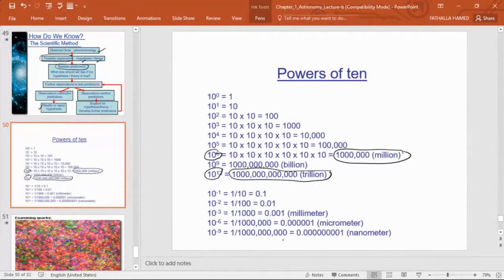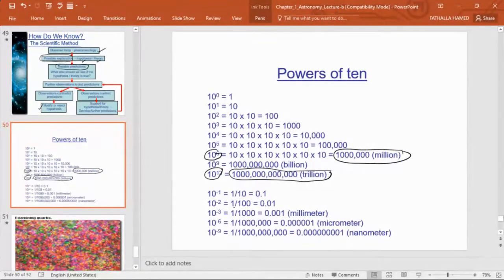And it makes it easier for us to write these big numbers. The same thing happens when we look at the small numbers. In the same way, you know that in a centimeter, you have 10 millimeters. So a millimeter is 1 over 10 of a centimeter. So we write this as 10 raised to the power minus 1. That means you invert, which is 0.1.